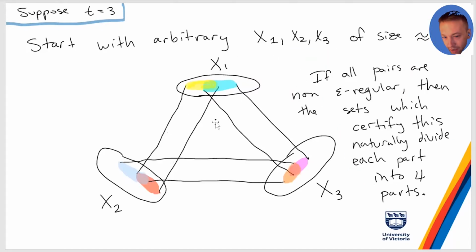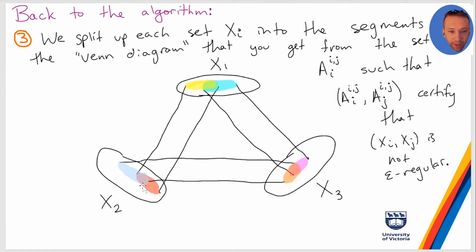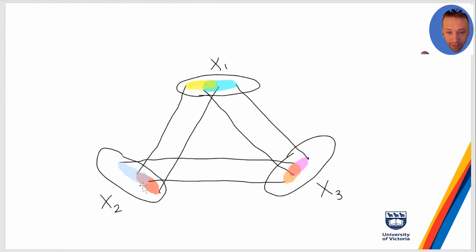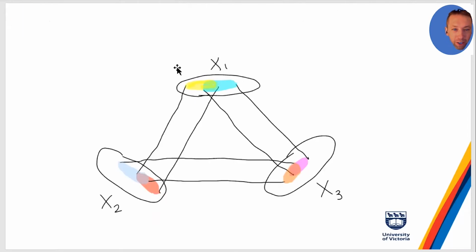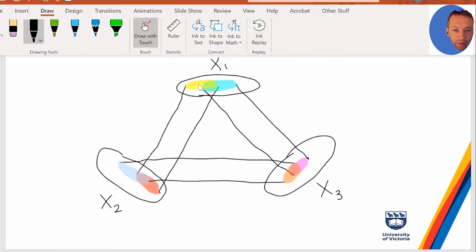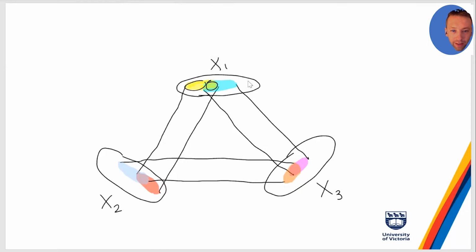Okay, so in theory, because I just broke it up arbitrarily into 3 parts, maybe all the pairs are non-regular, which would mean each of my 3 parts becomes 4 parts individually. So you split it up using the Venn diagram thing, and these 3 parts become 12. Each part becomes 4 parts: 1, 2, 3, and then the complement.